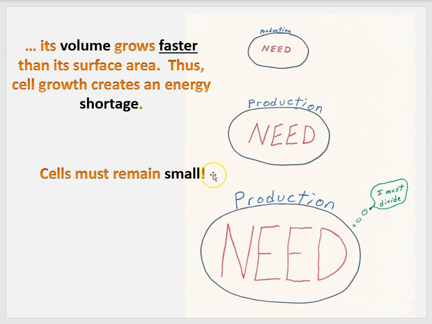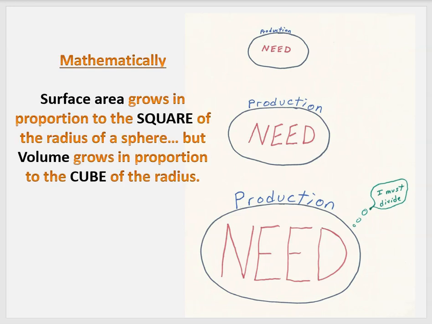Cells must remain small. How do they maintain their small size? They divide. So as a cell grows, it starts to have a greater and greater energy need that cannot be met by the proteins in the membrane of the cell. So when cells get big, they face an energy shortage. Mathematically, surface area grows in proportion to the square of the radius of a sphere, but volume grows in proportion to the cube of the radius. So this is just a geometric fact about life on Earth. Life is cellular. Life has a geometry on Earth. And as cells get bigger, they face an energy shortage.